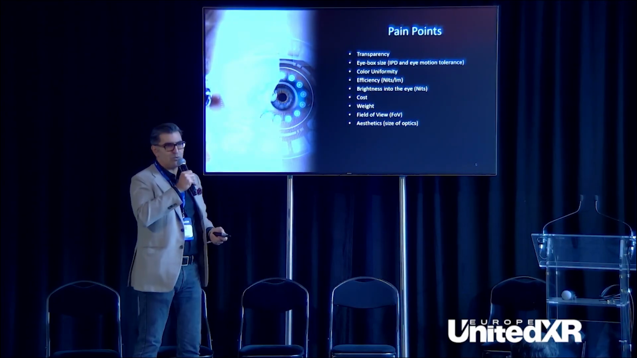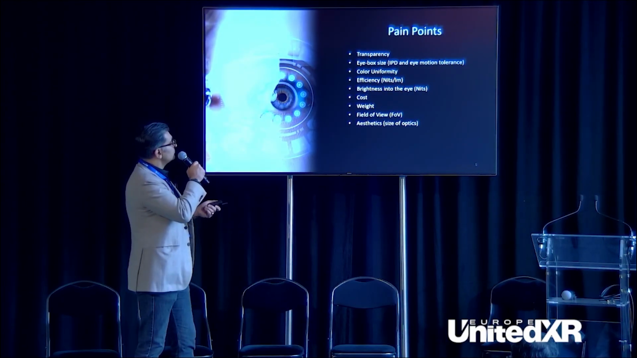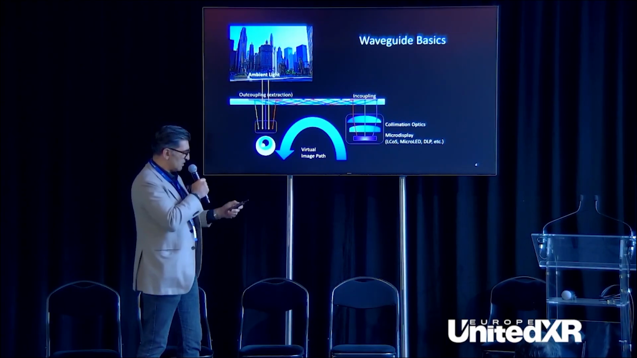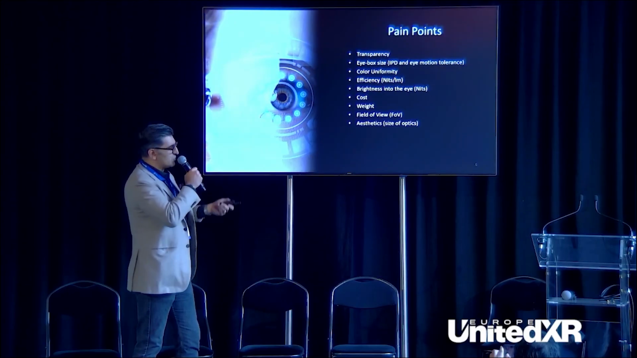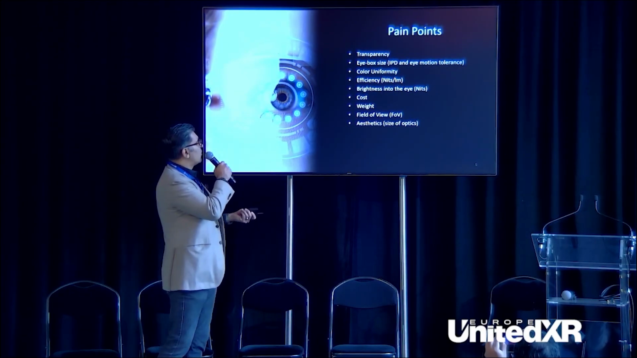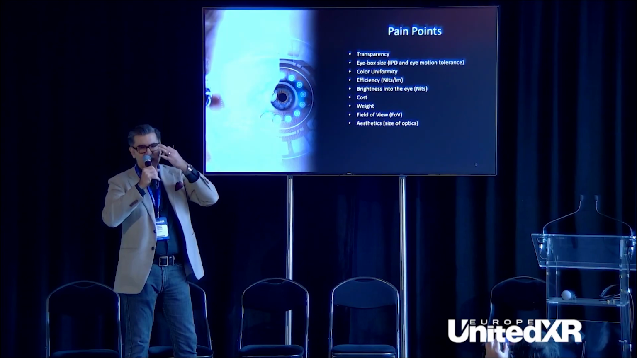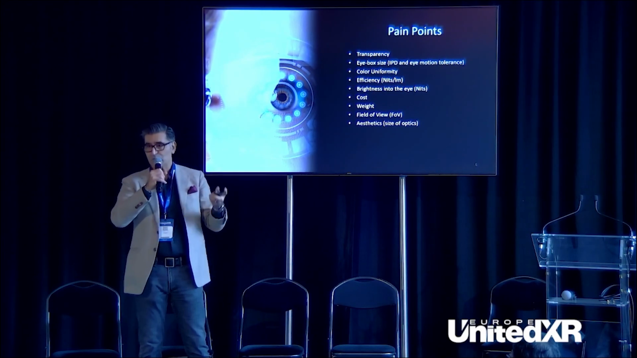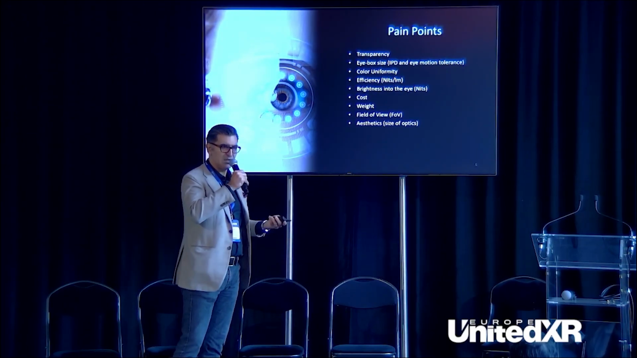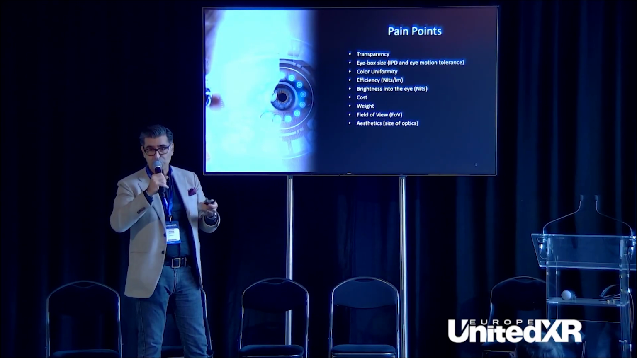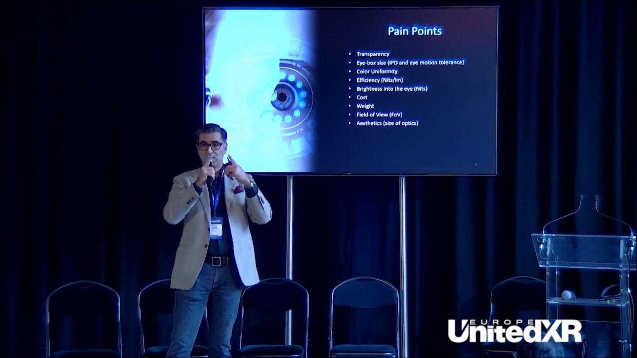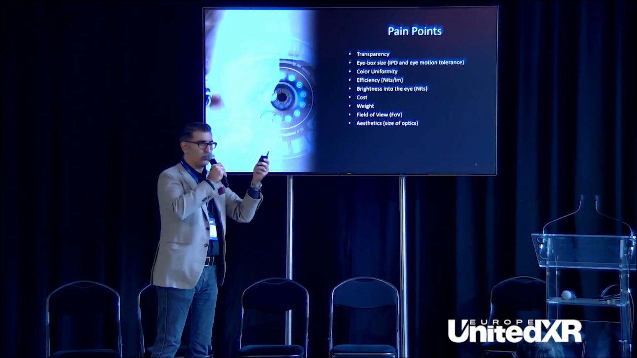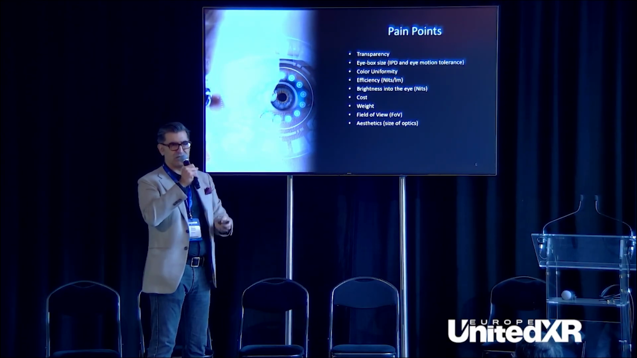So what are the pain points? Why is this stuff so hard to make? Well, they need to be transparent, obviously, because they have to let the ambient light completely through. There is something called the eye box, which is basically an area where you see the image. If you have a very tiny eye box, it's like looking through a keyhole. So the eye box needs to be fairly large to also accommodate for interpupillary distance, because not all of us have the same distance between our eyes. We also look to the right, look to the left, and we still need to see an image.